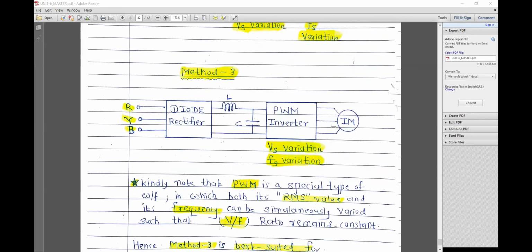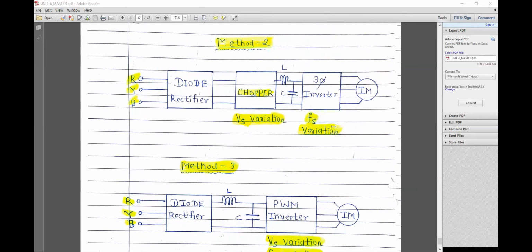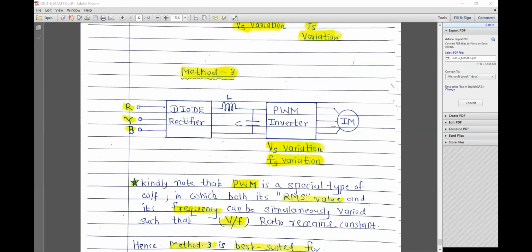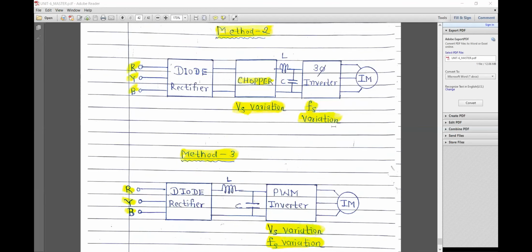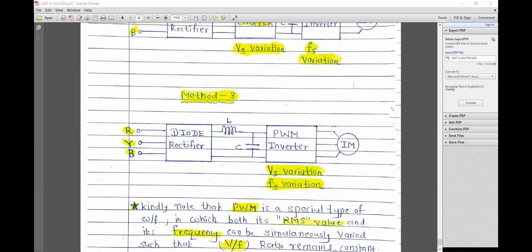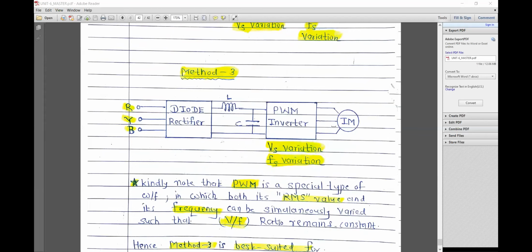We have method number 3. In method number 3, this is the best possible method because in method number 2 and 3, the first block is the same. The first block is an uncontrolled rectifier, so the output is fixed DC. But here we have a special kind of inverter, that is a PWM inverter, where I have written Vs variation and Fs variation. If you remember in the class, when we discussed the PWM inverter, we told that the PWM waveform is the only waveform which gives you simultaneous RMS variation and frequency variation.